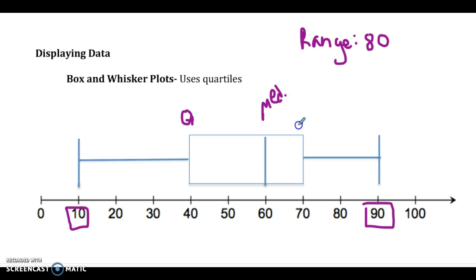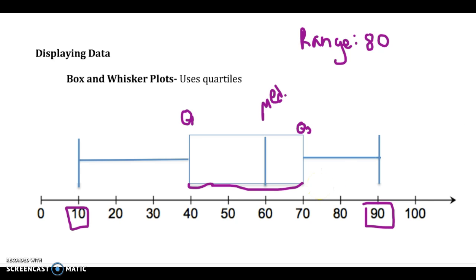And then we've got our Q3 right here, which is, again, the top edge of that box, and that's going to be 70. So 50% of our data falls between here and here. So between 40 and 70, 50% of our data is going to fall. So our IQR is going to be 30 because we subtract 70 minus 40. That's going to be our IQR here.